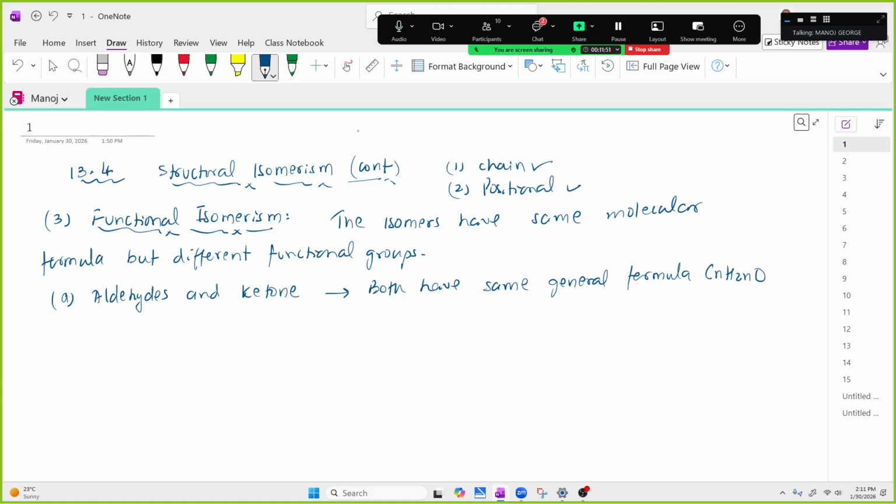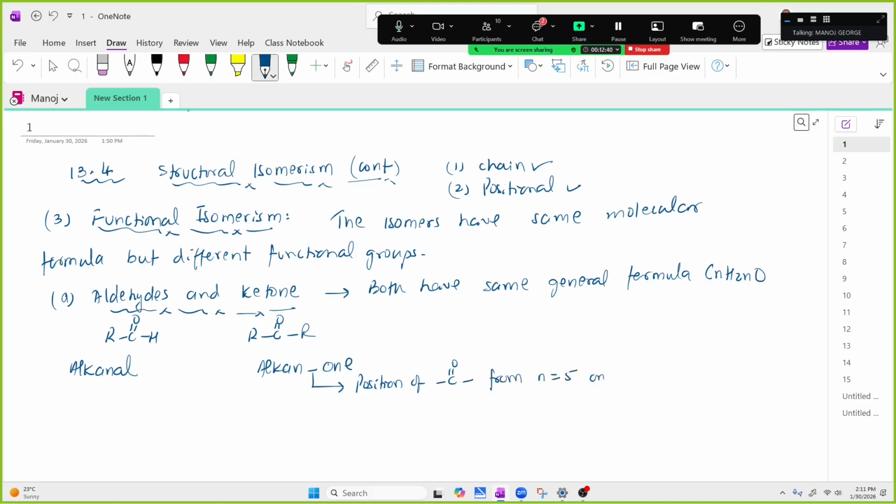Now, I'm going to give you one example first. I'll give you a molecular formula, and the challenge for you would be to make an aldehyde and make a ketone out of it. Just to refresh memories, aldehydes look like this, RCOH, and ketones look like this. And you must also remember how we name them. Aldehydes are named as alkanal, and ketones are named as alkanone. But don't forget, the position of the ketone is from the 5th carbon onwards. So this is the position of C double bond O, that's the ketone, from n equals 5 onwards.